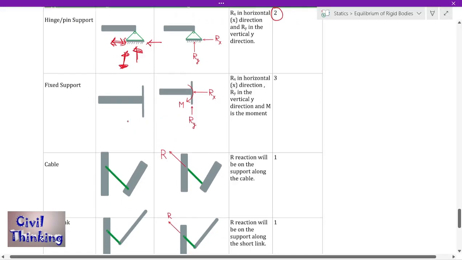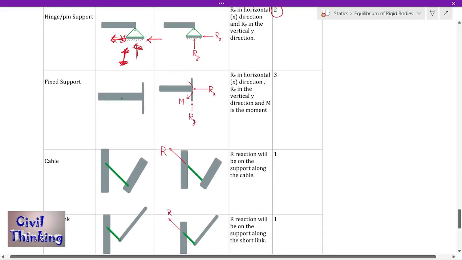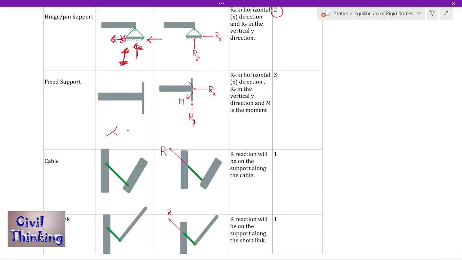Now fixed support. Fixed support is something which does not allow anything. It does not allow rotation, it does not allow moving left or right, it does not allow moving up or down, nothing. So of course when you don't allow left right, there will be a reaction in this direction. When you don't allow up down, there will be a reaction in the up down direction, right? And when you don't allow the rotation, because rotation is caused by moment, the support will exert a moment on the body, right?